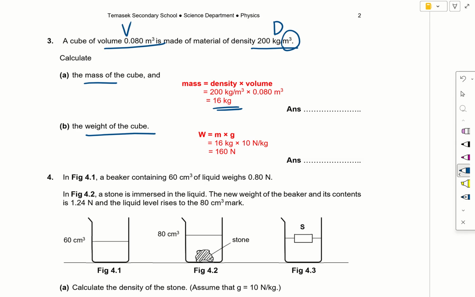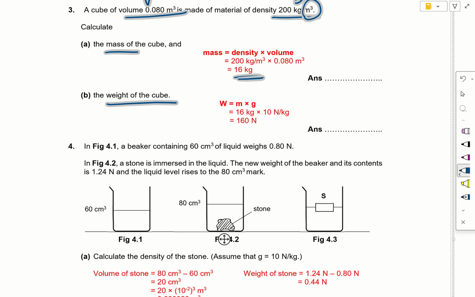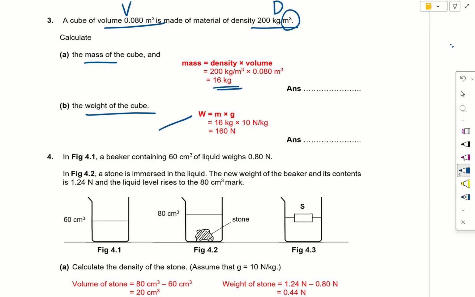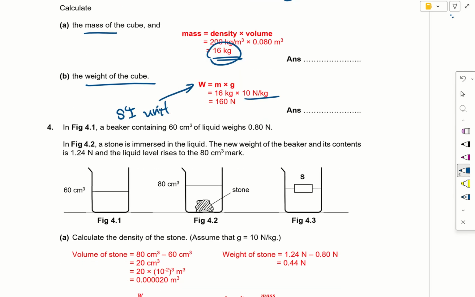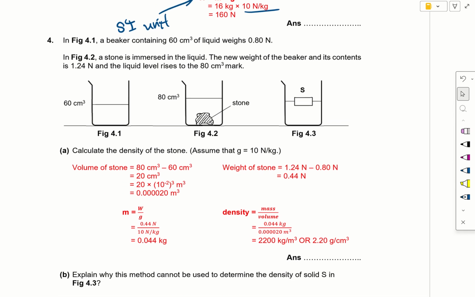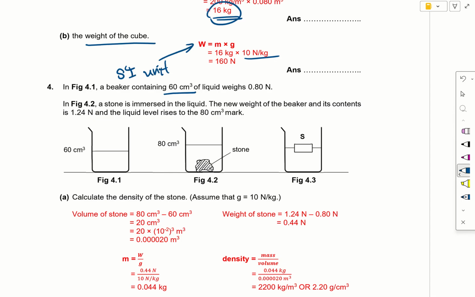Now the weight of the cube, W equals mg. Because W equals mg is an SI unit formula, and our mass is already in kg, just multiply by the gravitational field strength and you should get 160 Newton. In figure 4.1, a beaker containing 60 cm cube of liquid weighs 0.8.